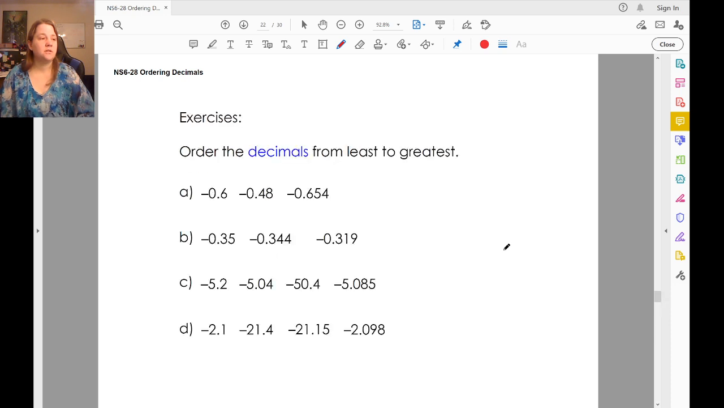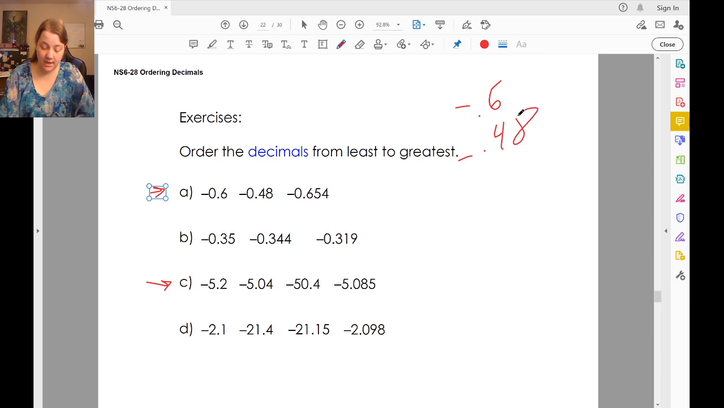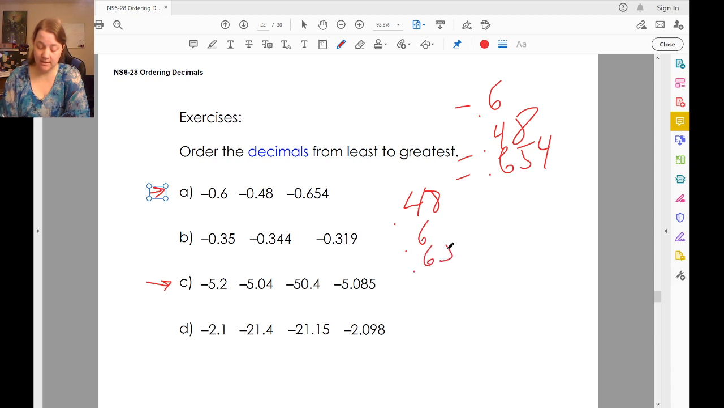They want you to order these decimals from least to greatest. So let's look at letter A and letter C. Go ahead and give those a shot. Letter A, -0.6, -0.48, -0.654. If I was doing these in a positive way, the positive least to greatest, the smallest one would be 0.48, the next smallest one would be 0.6, and then 0.654. And I can double check that.